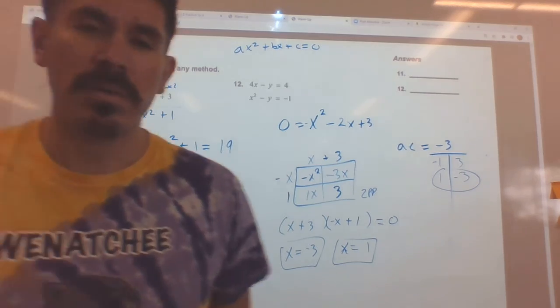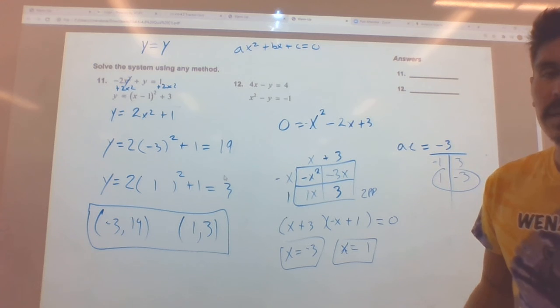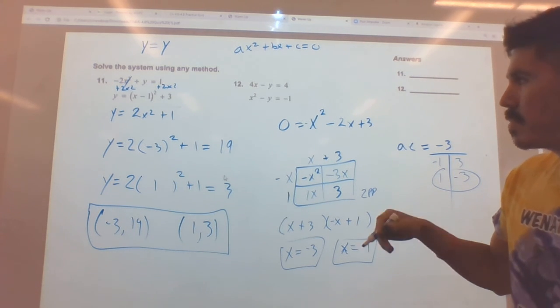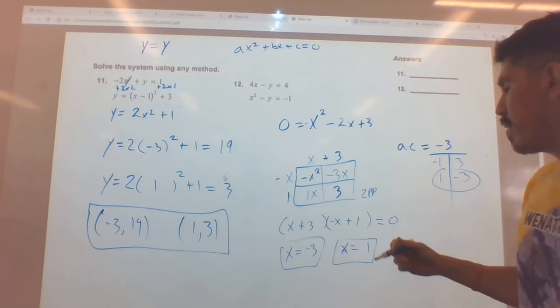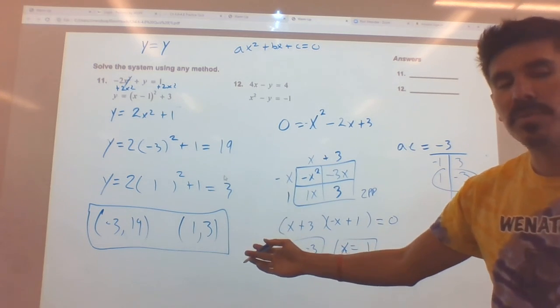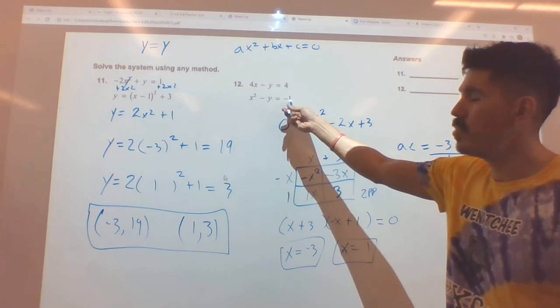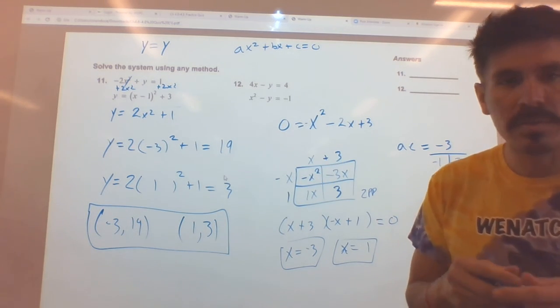So that's my answer for number 11. It's a lot of work because we have solving for x, right? We have factoring, and then we plug our values back into the original equation, and then we have the actual points. And again, you can always use Desmos to go and check your work. This one has no solution, I believe, and so there we are. I hope these videos are helpful.